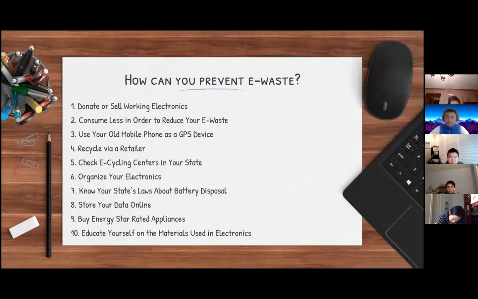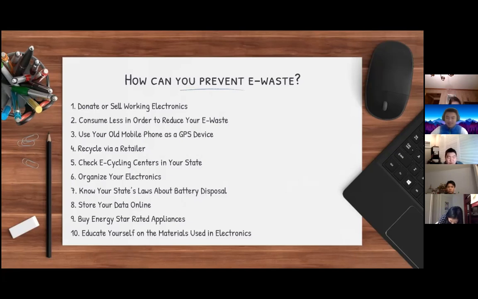Second, consume less in order to reduce your e-waste. Yeah, just don't buy it, that's easier. And the third one is use your own mobile phone as a GPS device. So just don't waste them. You can use your own mobile phone to do something else.